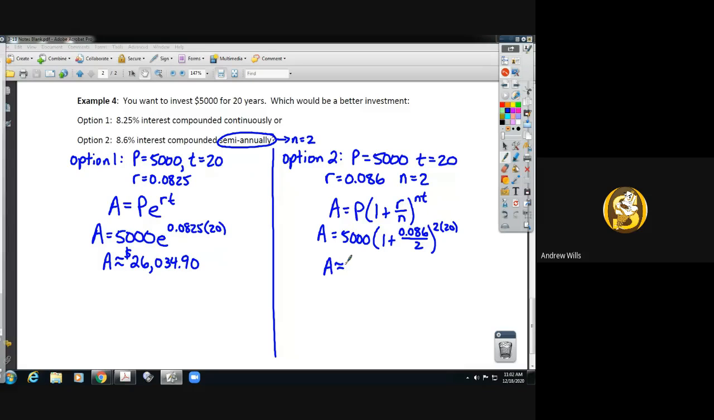We are using two different formulas because one of them is compounded continuously, which requires the special continuous equation, whereas compounded semi-annually is the normal compound interest formula. So we have this special situation here. Whenever we see this word, that means we have to use the special formula. Anytime we see any other word for how many times a year it's compounded, we use the normal compound interest formula. So that would result in $26,936.57.